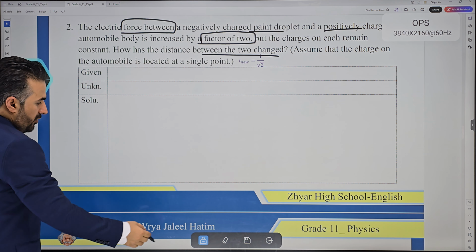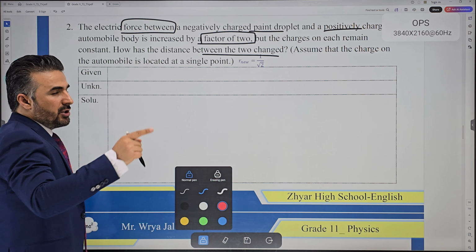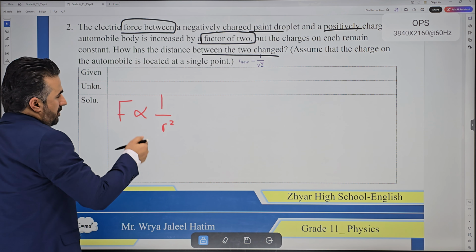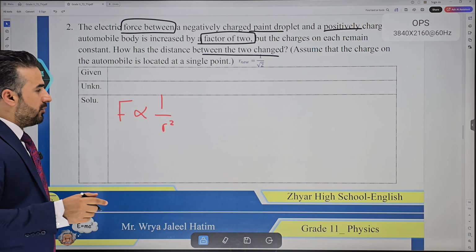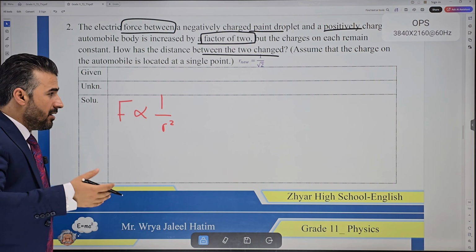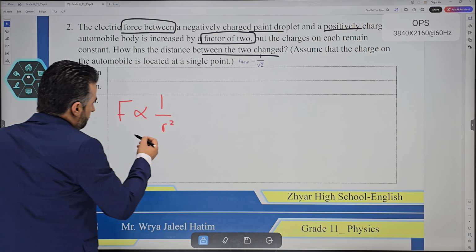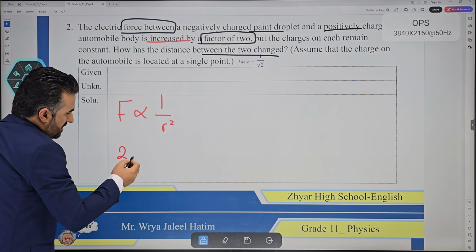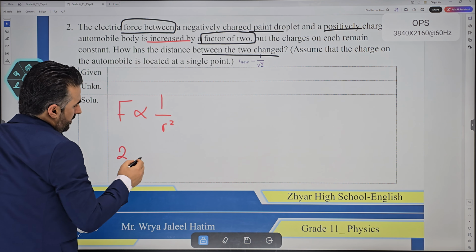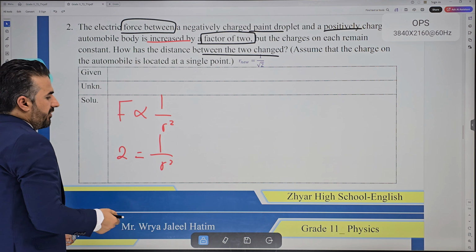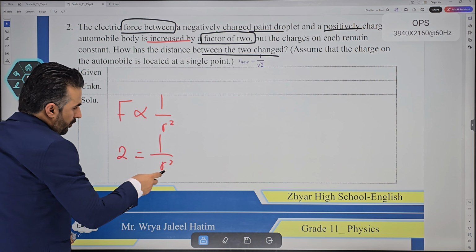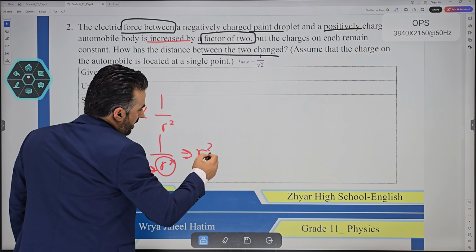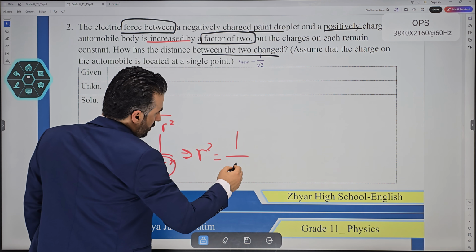What is the equation between electric force and the distance? They are inversely proportional with the square of the distance. Whichever is unknown, you can make that the subject. The force increased by a factor of 2, so we can say 2 is equal to 1 over r squared, because that's what the question is saying. But we want r, as r is unknown. Can I just swap this to here? Yes. In this case, we can say r squared equals 1 over 2.